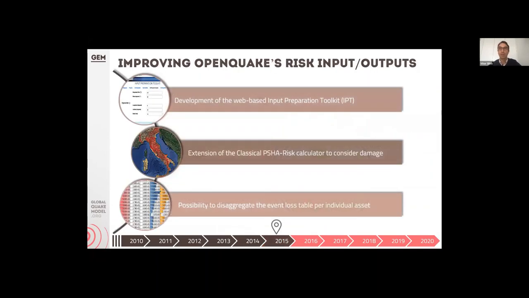After this initial development of OpenQuake, we had a period of dissemination with plenty of requests from users, which shaped the enhancement and the extension of the functionalities of OpenQuake. For example, a user interface to support users preparing input files, and the classical PSHA risk calculator was extended to also use fragility functions. This way we can also calculate, for example, average annual probability of having different damage states. And this was, for example, recently used on the national risk model for Italy.